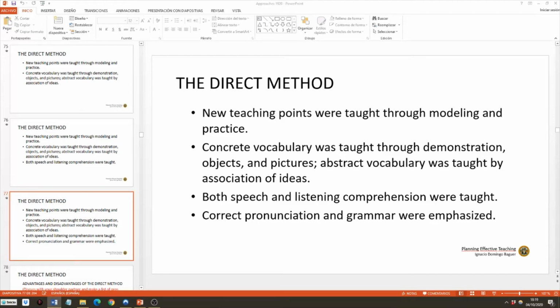There is a lot of repetition and overlearning. The technique which is commonly associated with this method is drilling. Following behaviorist principles, it is assumed that language learning is acquiring a habit, and repetition will somehow ingrain grammar and vocabulary in the student's mind. And of course, there is a great emphasis on accuracy over fluency. Perfect pronunciation and perfect grammar are essential to this approach.